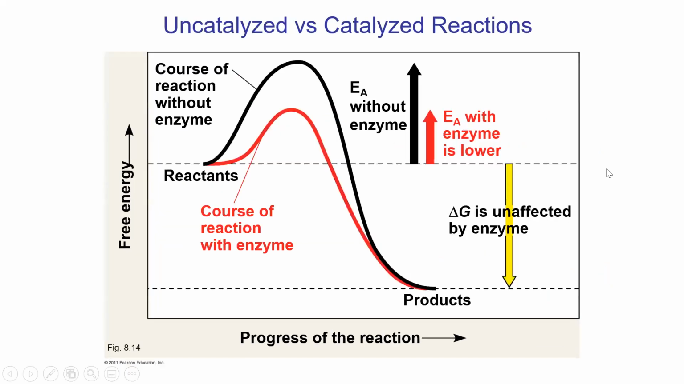So what is an enzyme doing? An enzyme is finding a different way to do this whole thing. Here's the normal reaction without the enzyme, and with the enzyme, the energy barrier is just a little bit lower. I'm going to talk in a minute about how that is done. I've got a slide or two that show you how that's done.